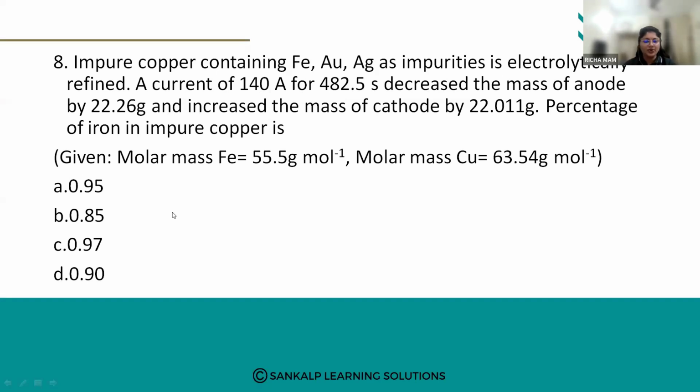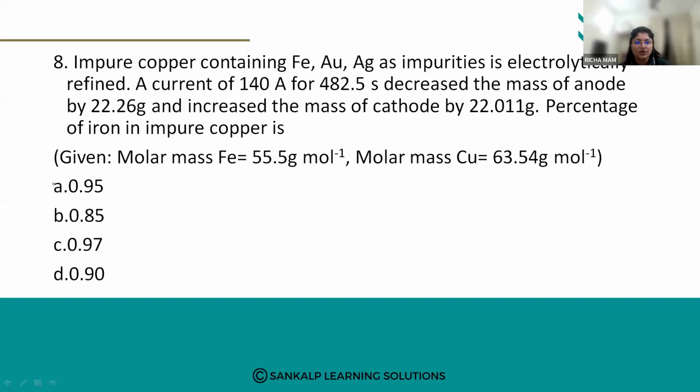So how are you going to solve this type of question? What is given? Impure copper is there, and that impure copper contains Fe. Other metals are also present, like iron, gold, silver, and these are impurities. So it is refined. Refined means what? The pure copper is extracted by the refining process.